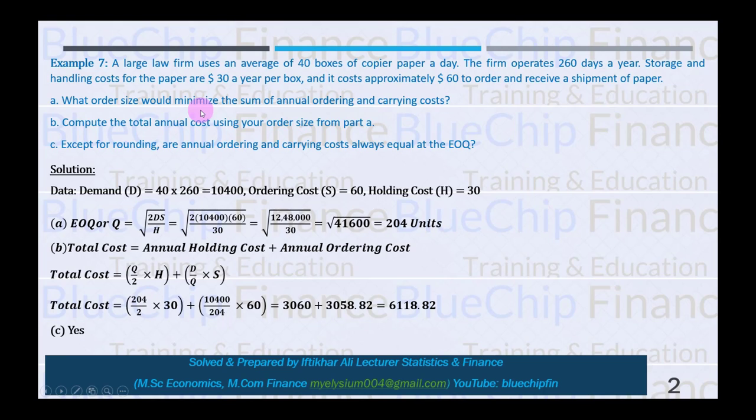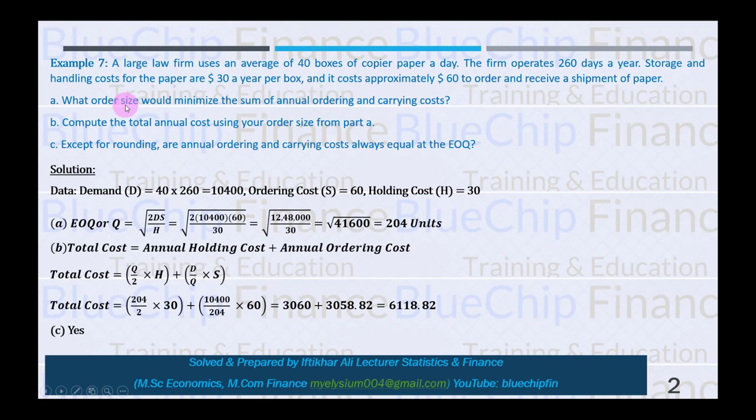Continuing from J. Heizer's book, Operations and Production Management: a large law firm uses an average of 40 boxes of copier paper a day. The firm operates 260 days a year. Storage and handling cost for the paper are $30 a year per box, and it costs approximately $60 to order and receive a shipment of paper.